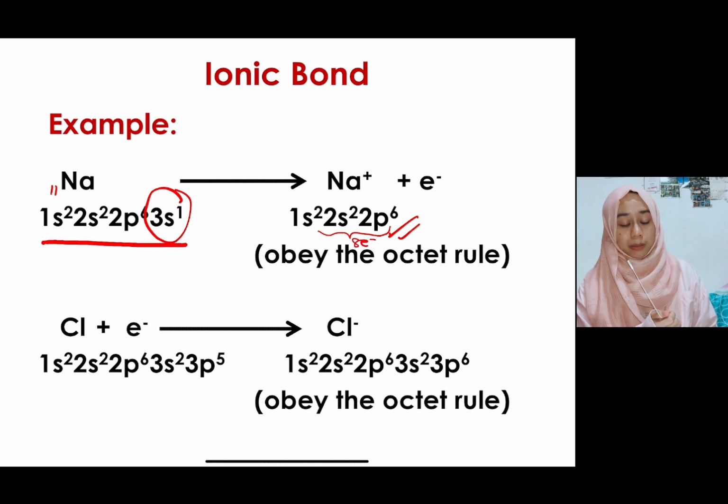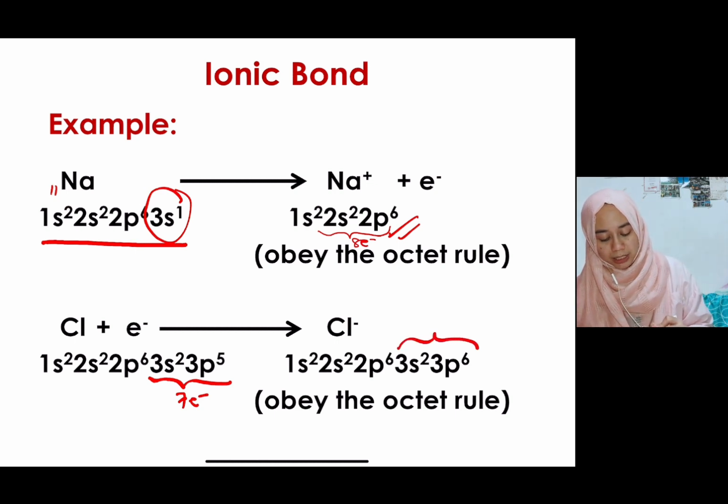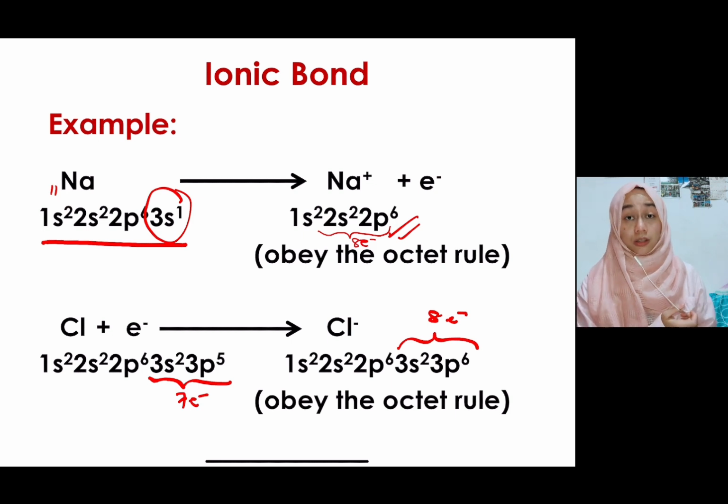Whereas kalau kita tengok chlorine pula, so chlorine, dia punya valence shell dekat n equals to 3 ni kita ada 7 elektron. So in order untuk dia mencapai octet, so dia gain 1 elektron. So now kamu tengok kat valence shell dia ada 8 dah elektron. So then yang ni pun dah mencapai octet juga.